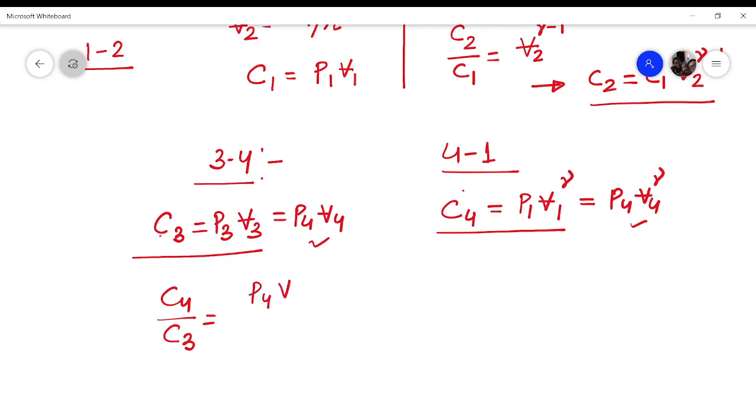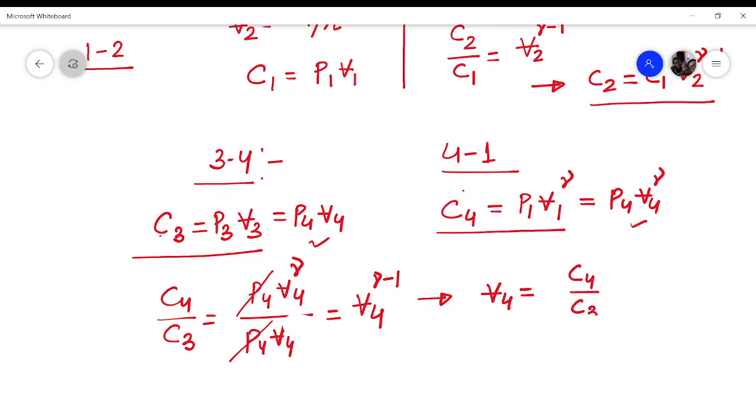It will be P4 V4 to the power gamma divided by C3, which is P4 V4 only. So this will get cancelled out and you will be getting V4 to the power gamma minus 1. So what is V4? V4 is C4 by C3 whole to the power 1 by gamma minus 1.